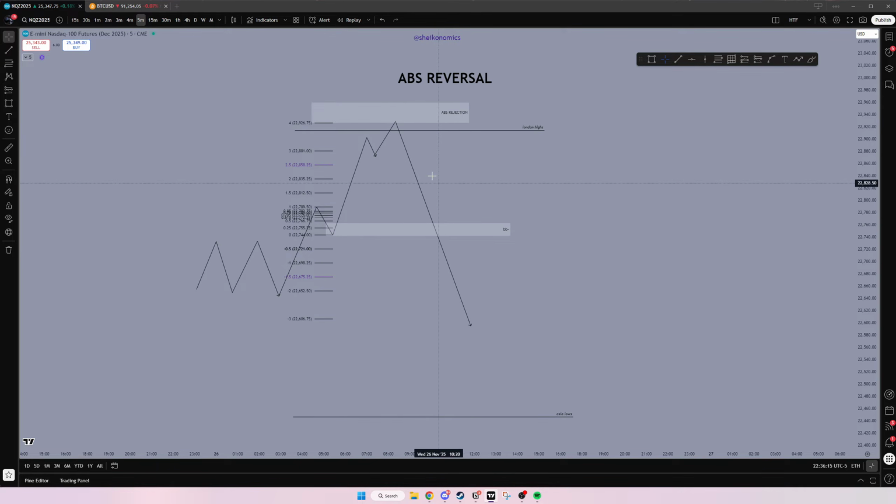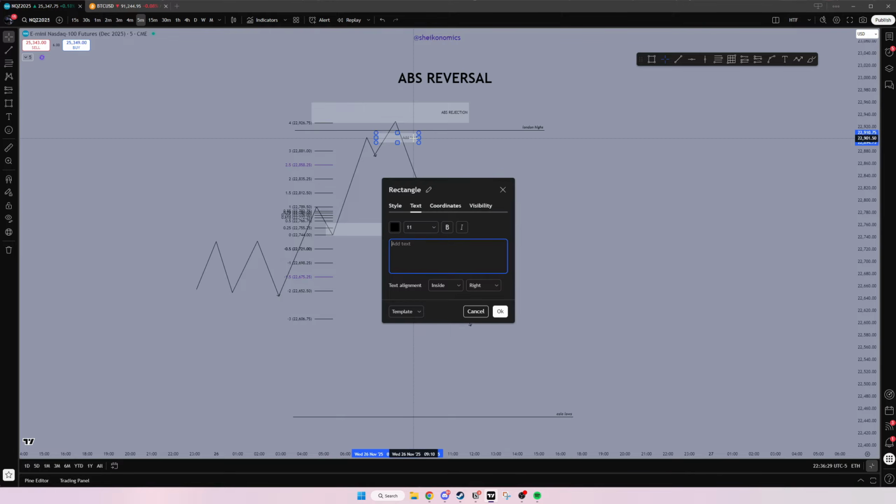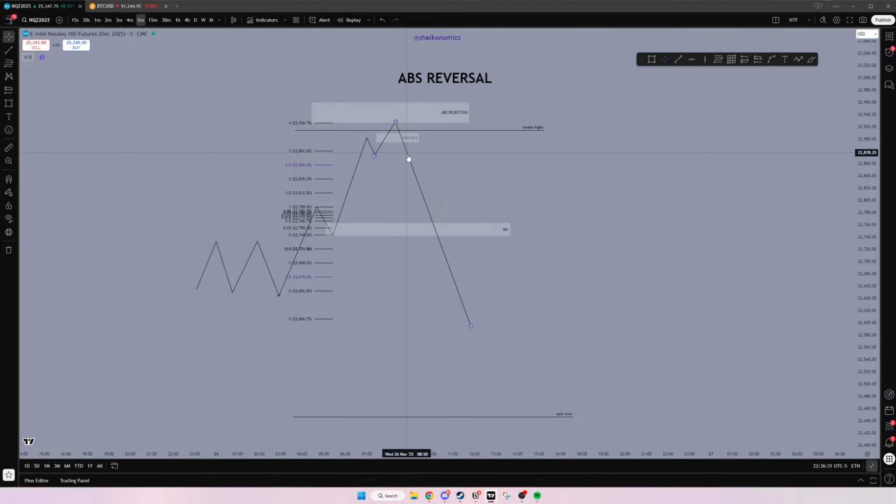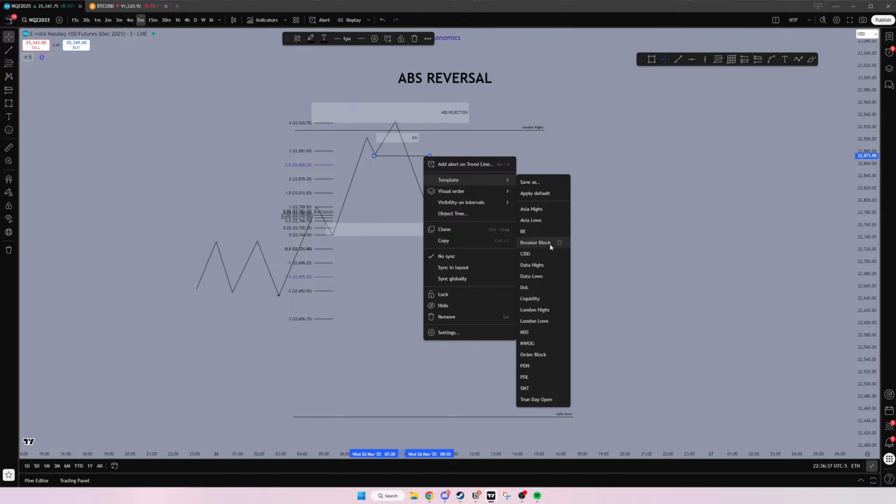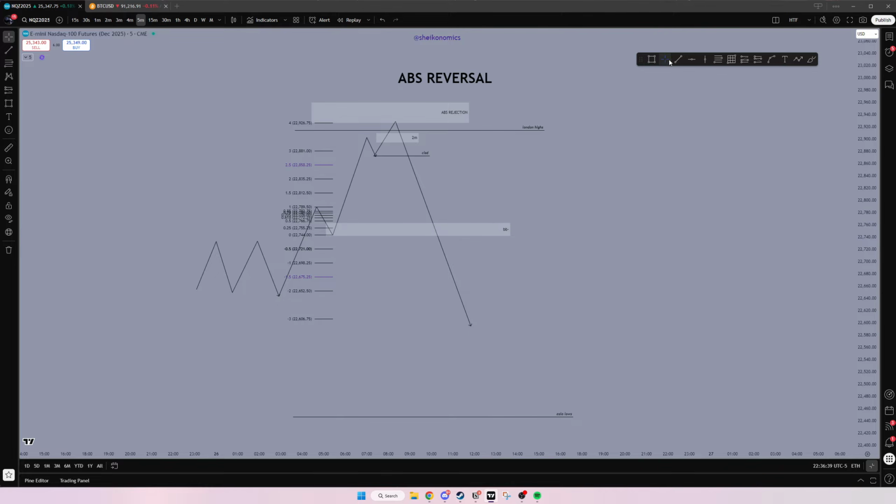Ideally, in a case like this, you're going to wait for the ABS rejection, that's one confluence. We sweep London highs, that's a second confluence, and then you're going to see all the other confluences that you can use. So let's say, for example, we have an inversion right here, let's say a 2-minute inversion. Let's say we close below this low right here and we resweep this high, so this is also a CISD. And let's say we also have an internal SMT at these highs.